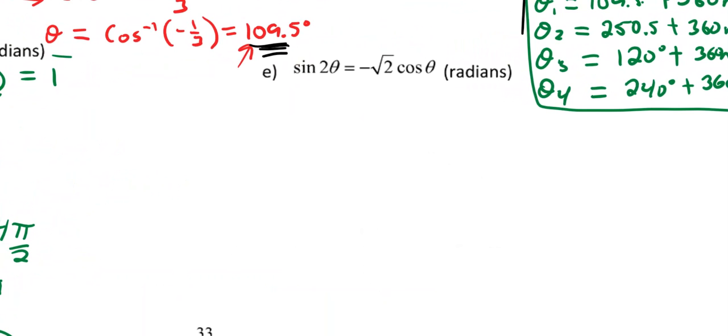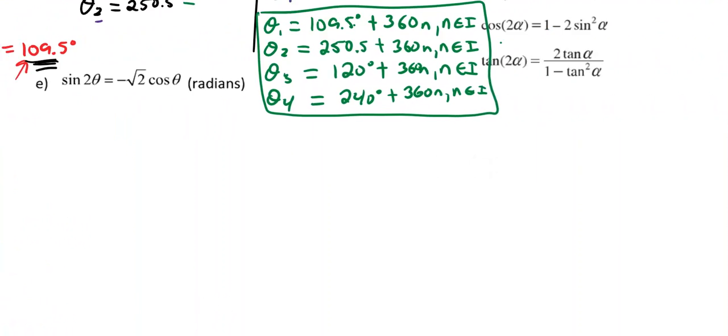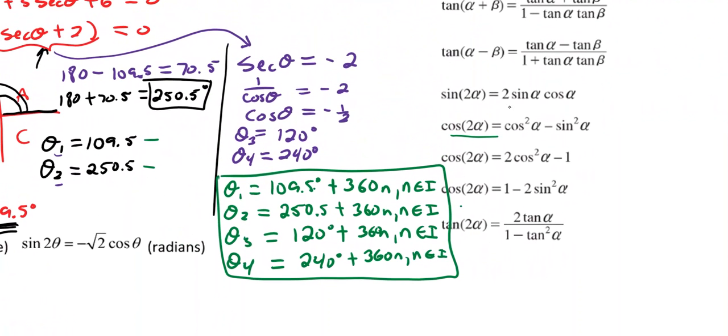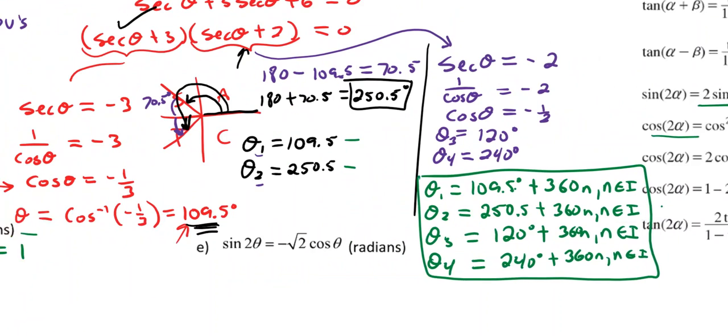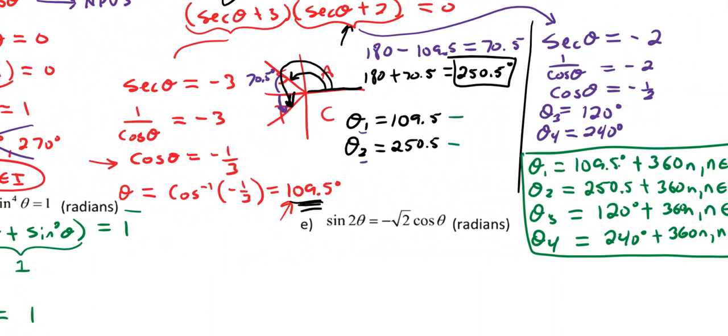So sine 2 theta is equal to negative root 2 cos theta. Okay, so this one, I just kind of weigh my options here, and I'm like, okay, I could rearrange this thing. It's not going to do anything. I can't really change that cos into much. But one thing I could do is play around with this sine 2 theta a little bit, right? So sine 2 theta, what's the equation for that one? I could rewrite it as 2 sine theta cos theta. So I'm going to write this as 2 sine theta cos theta.